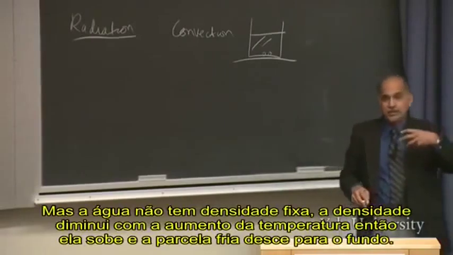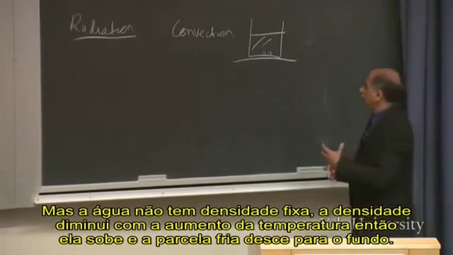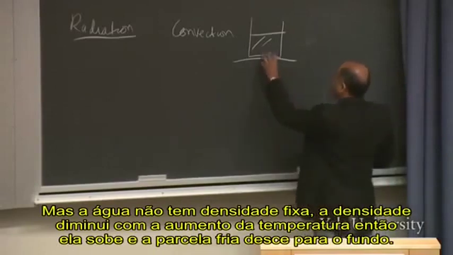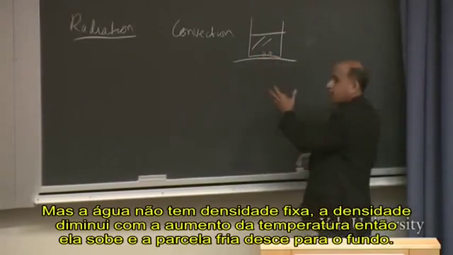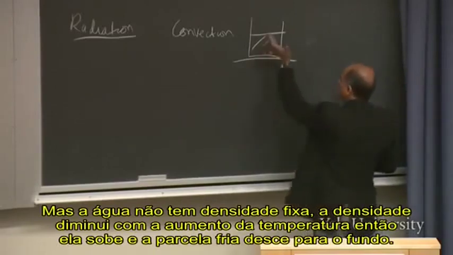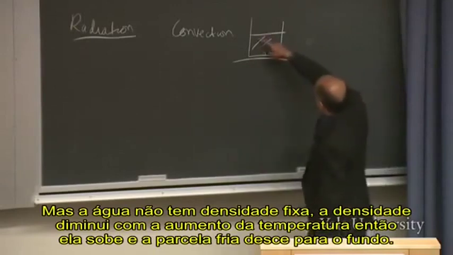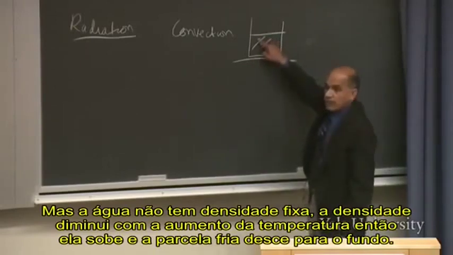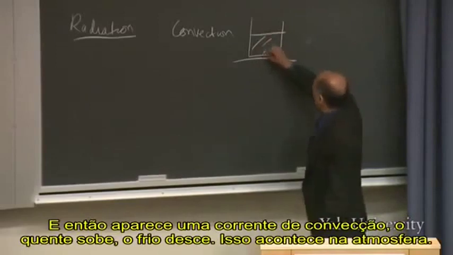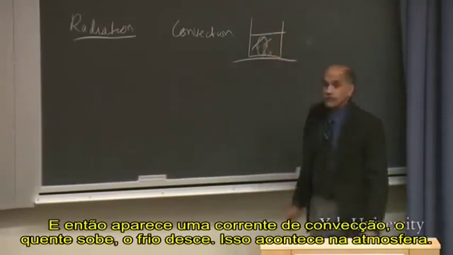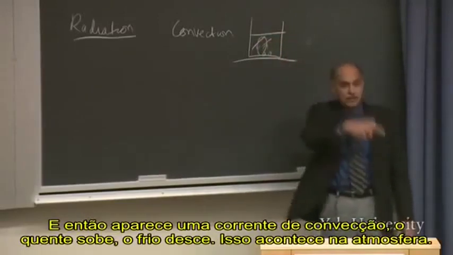But the point is, water doesn't have a fixed density. If you heat it up, the density goes down. So the water guys downstairs have a lower density. They're like a piece of cork. They will rise to the top. When they rise to the top, the cold water with a higher density will fall down. So you will set up a current. Hot rises to the top and cold comes down.